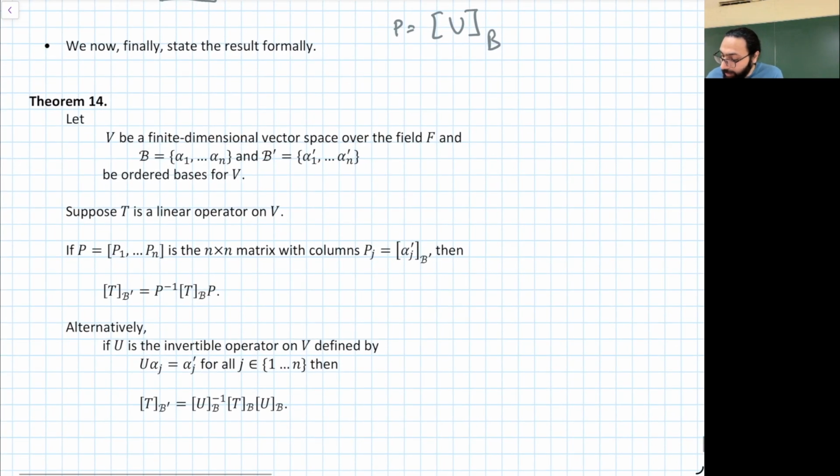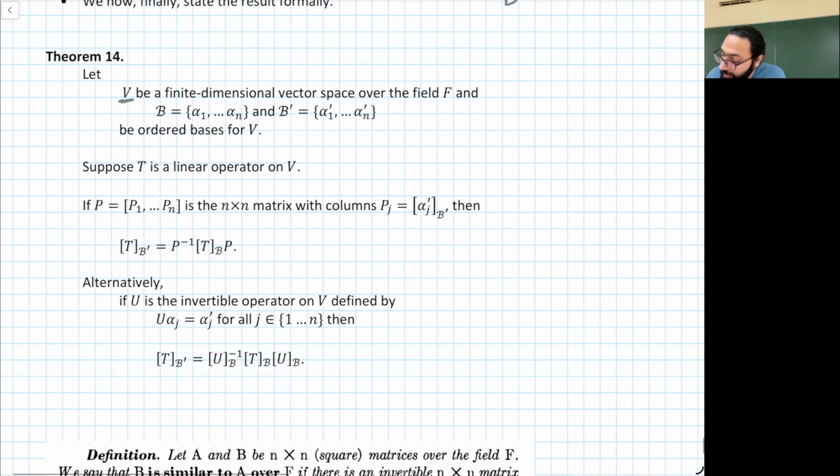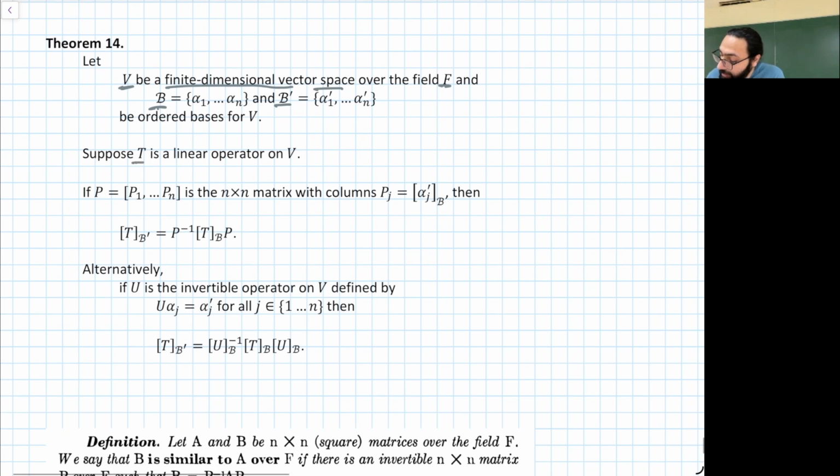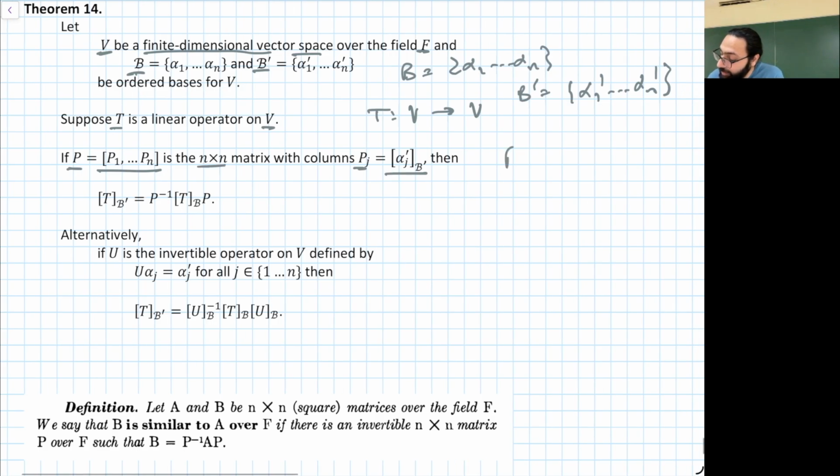So I think we would now summarize our discussion so far. Theorem 14 is basically doing exactly that. It says suppose V is a finite dimensional vector space over the field F, and B and B prime are ordered bases, and suppose T is a linear operator on V, so it's going from V to V. B is alpha 1 to alpha n, and B prime is alpha 1 prime to alpha n prime. Now suppose P is the n cross n matrix with columns Pj given as follows: alpha 1 prime in the basis B, alpha 2 prime in the basis B, and so on.